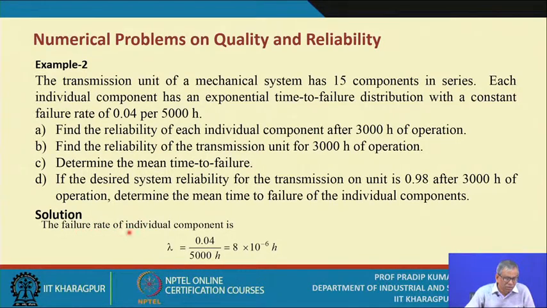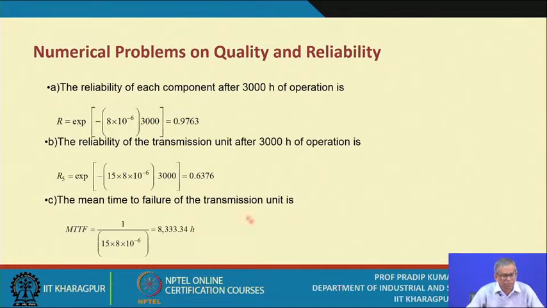Now the failure rate of the individual component, I have already mentioned, that is lambda, on a per hour basis. If you compute, you will find 0.04 divided by 5000, that means 8 into 10 to the power minus 6 per hour. Is it okay? So that is the value of lambda, and we are assuming that lambda is constant. That means all the components as well as the system are in the useful life phase.